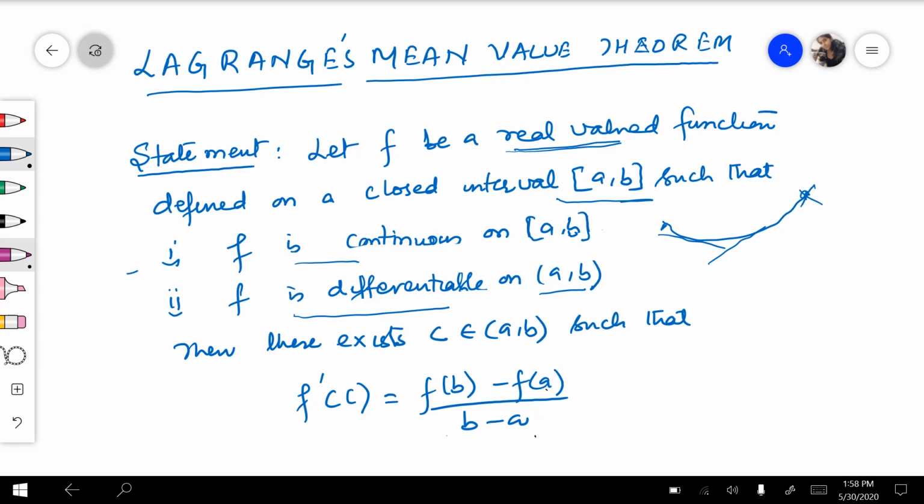If the function is satisfying these two conditions, then we get a number c which is greater than a and less than b. एक हमें नंबर मिलेगा जो a से बड़ा होगा और b से छोटा होगा, at which the derivative is equal to (f(b) minus f(a)) upon (b minus a). Geometrically ये क्या represent करता है?